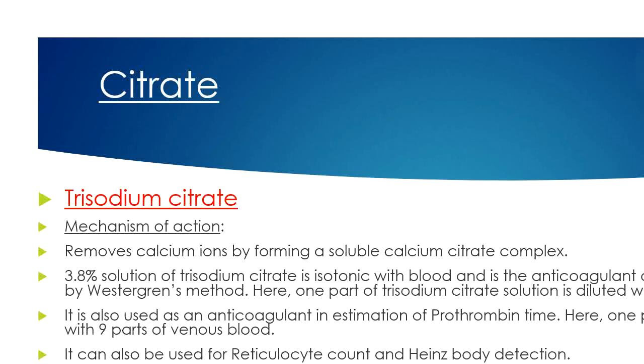Second is the CPD solution, citrate phosphate dextrose solution. Citrate is used as the anticoagulant. Dextrose is used as a carbohydrate for nourishment of RBC. So this is also an anticoagulant used in blood banking.